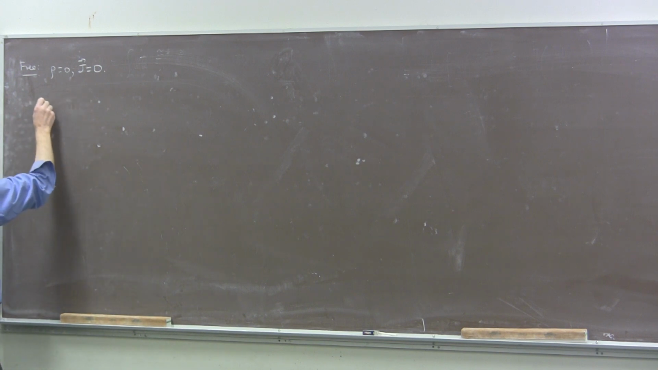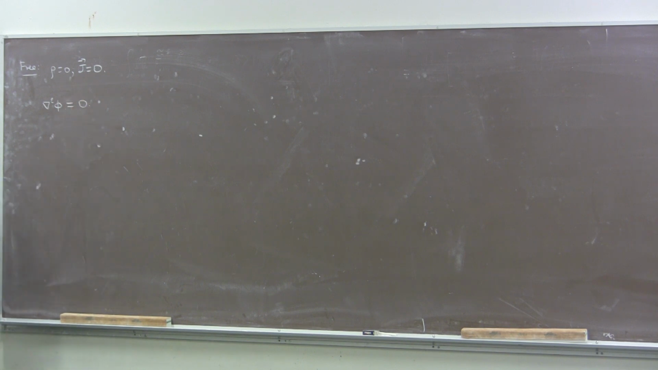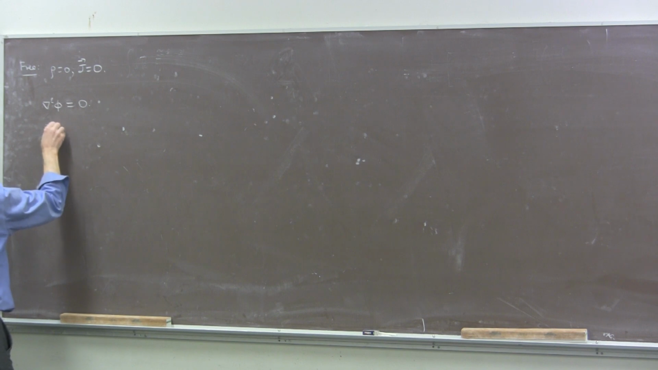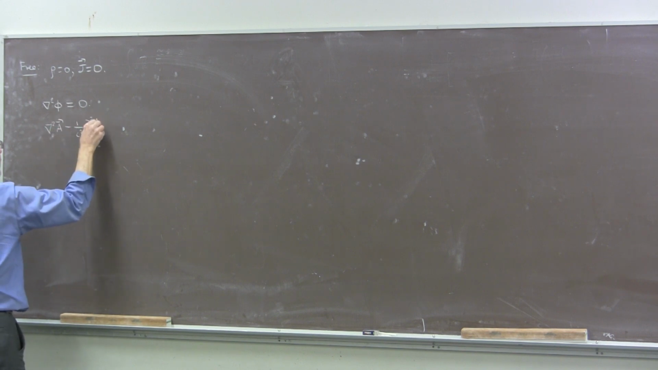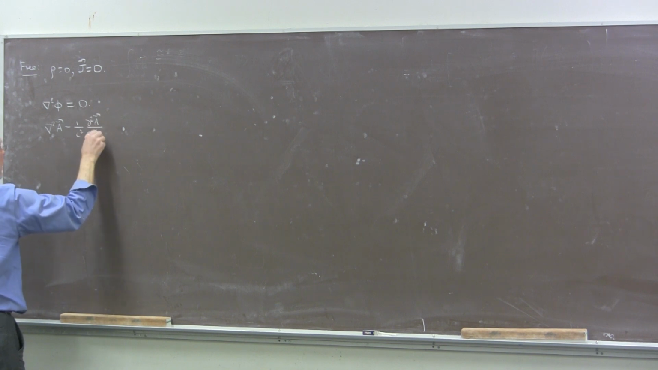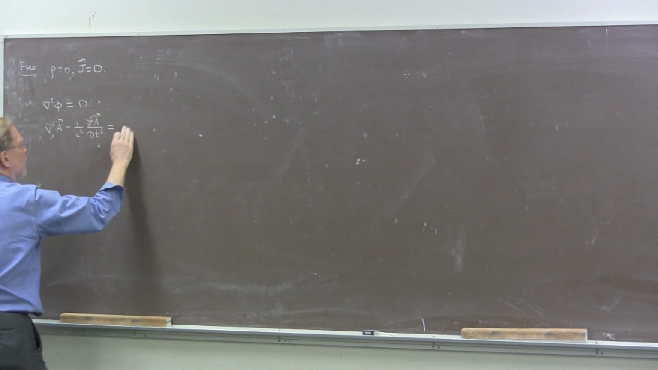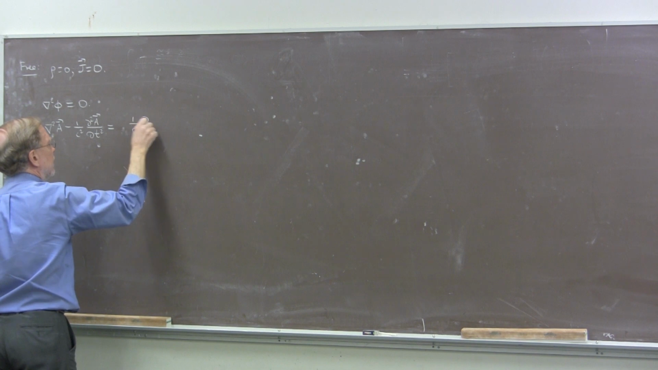And so then the equations of motion, as you see from over there, if I make these substitutions on rho and j, so we get del squared phi is equal to 0, we get del squared A minus 1 over c squared d squared A dt squared, the wave operator acting on the vector potential, is equal to 1 over c d/dt of gradient phi.